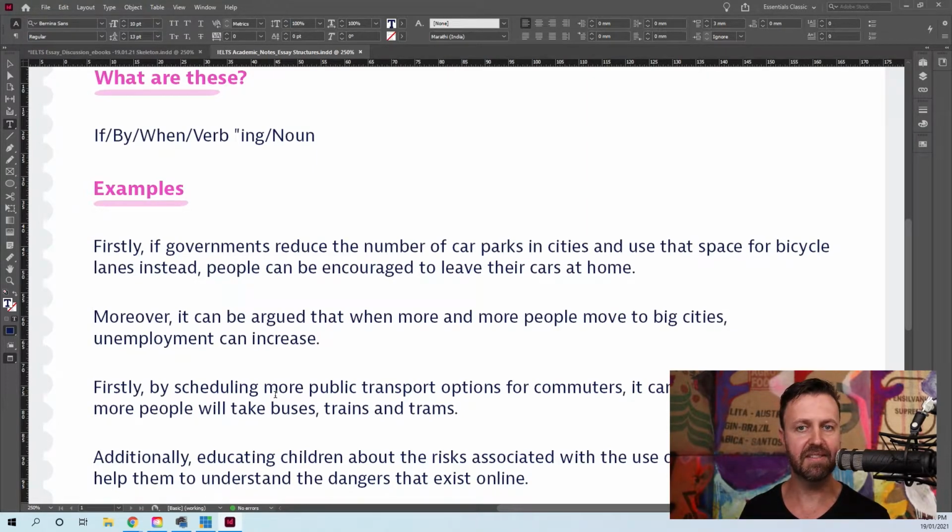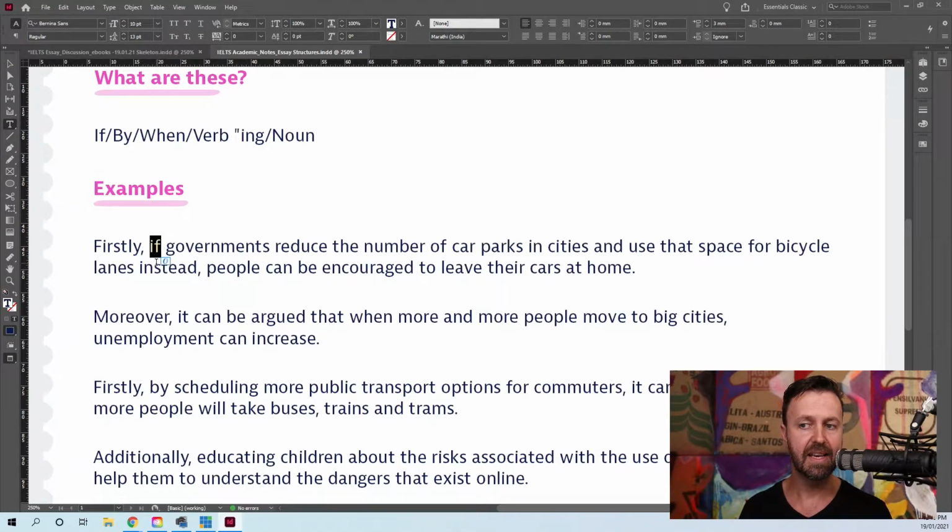The next thing we need to consider with those arguments that are actually in the matrix is these points. So the if, by, when, ing verb, and noun. So let's talk about that now. So the first one here is if. So we say, for example, these are example sentences.